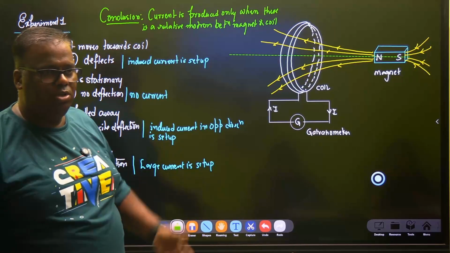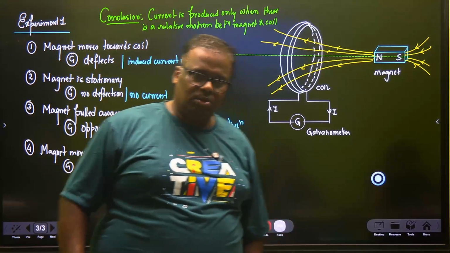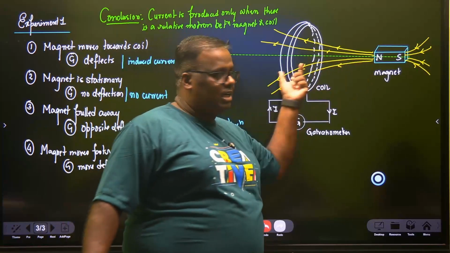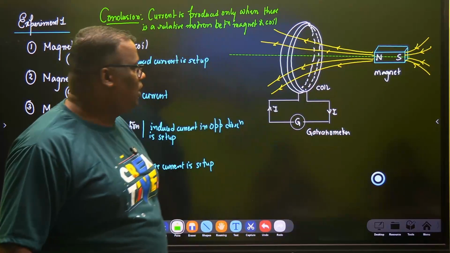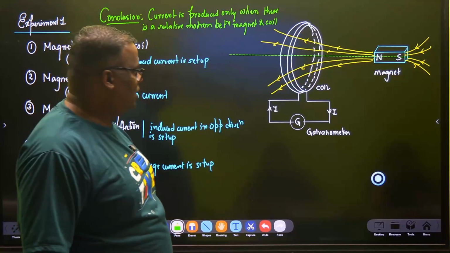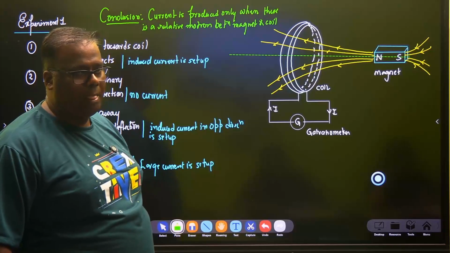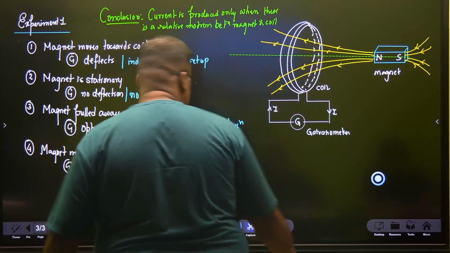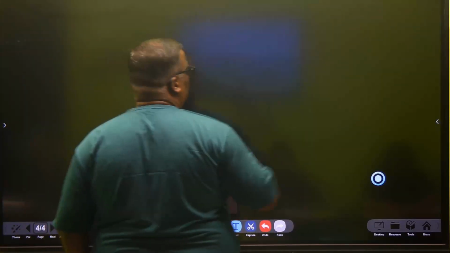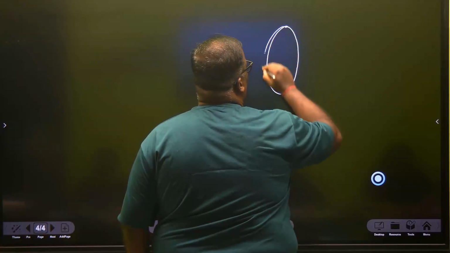What is relative motion? I move towards you is a relative motion. You move away from me is also a relative motion. This tells you doing this will also work, doing that will also work. But both cannot be in a relative motion of zero with each other. Done, children? Shall we go to experiment number 2 now? Okay. Let's go to experiment number 2. Experiment number 2, we again have a coil. Now we will have 2 coils.